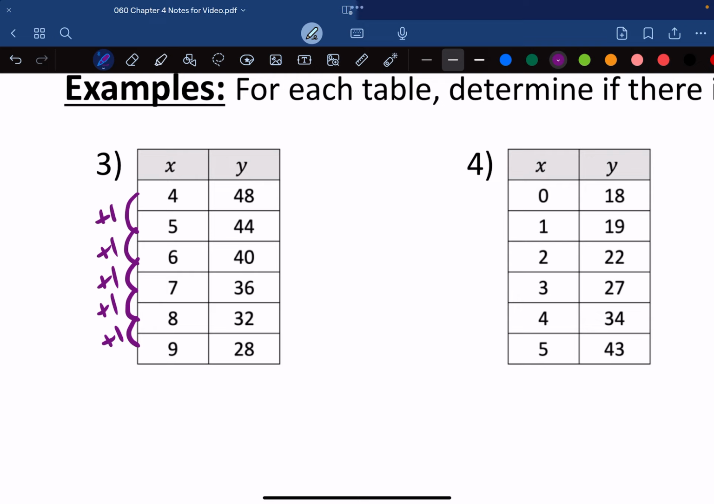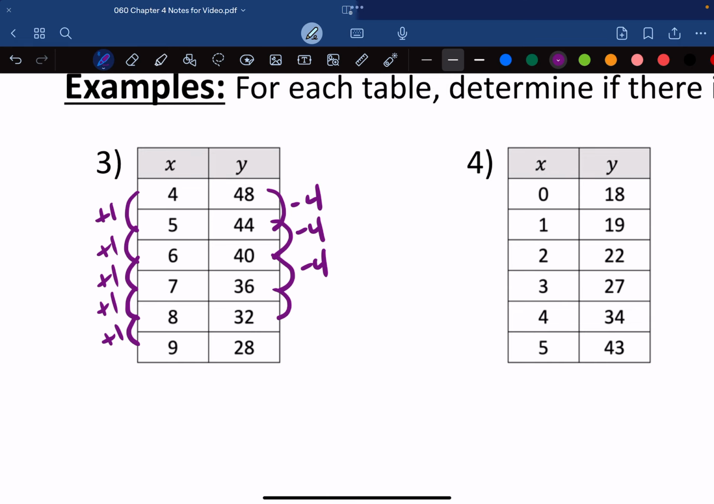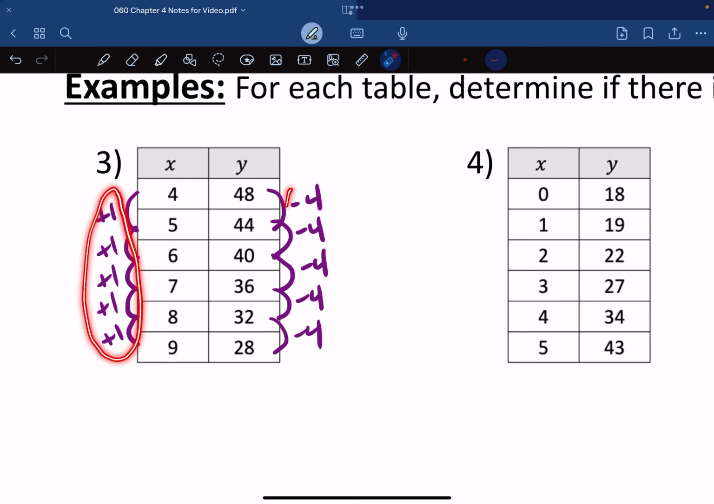So from 48 to 44, it's going down by 4. And then from 44 to 40, it's going down by 4. From 40 to 36 is down by 4. 36 to 32. All of these are going down by 4.